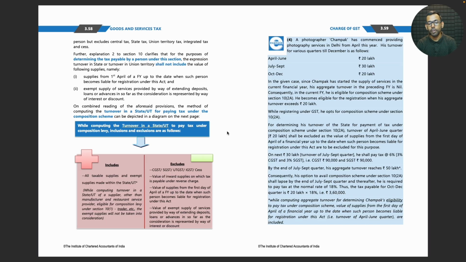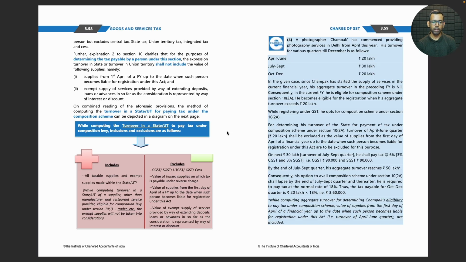On combined reading of the aforesaid provisions, the method of computing the turnover in a state or union territory for paying tax under the composition scheme can be depicted in a diagram on the next page. It includes all taxable supplies and exempt supplies made within the state or union territory. While computing turnover in a state or union territory of a supplier other than a manufacturer and restaurant service provider eligible for composition levy under section 10 subsection 1, the exempt supplies will not be taken into consideration.